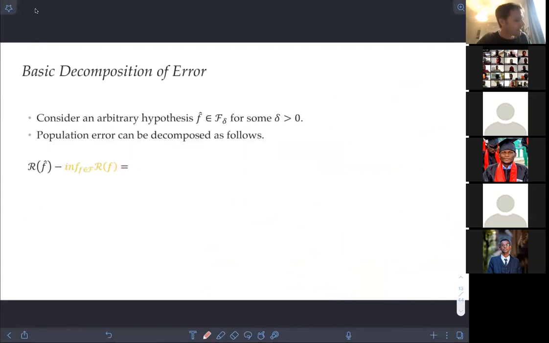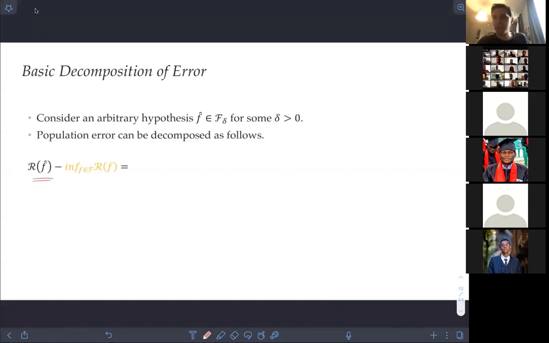We start from an arbitrary hypothesis, f hat, that is in some ball in my hypothesis space and has certain complexity delta. And now we are going to try to give a guarantee. We are going to say, okay, you have chosen this hypothesis. What can you tell me in terms of how well it is going to do on the test set? So what is the risk? What is the population error that this hypothesis is going to incur? That's the risk, the population error of your hypothesis.